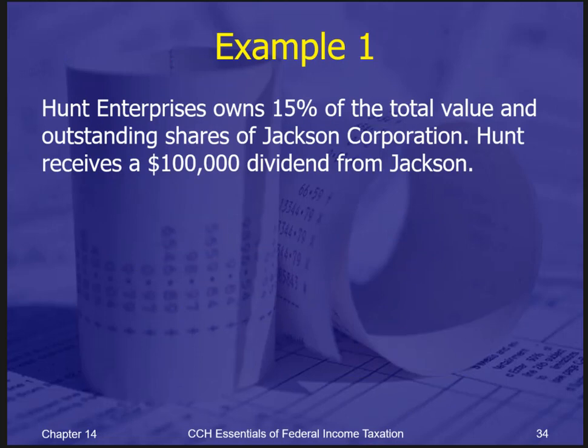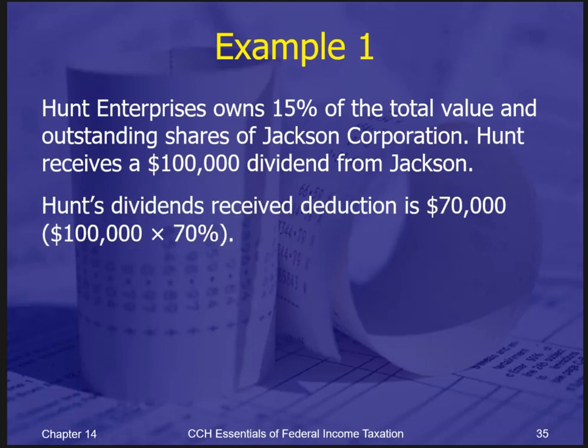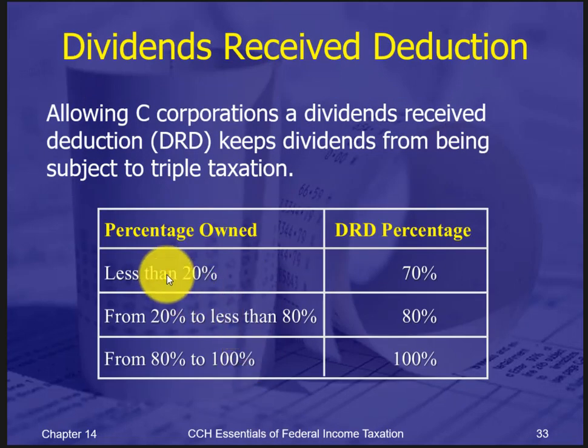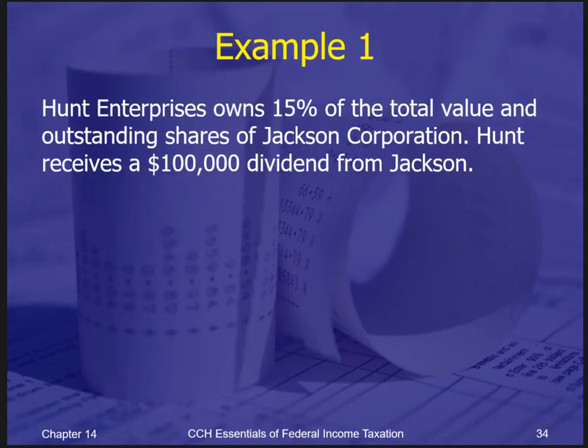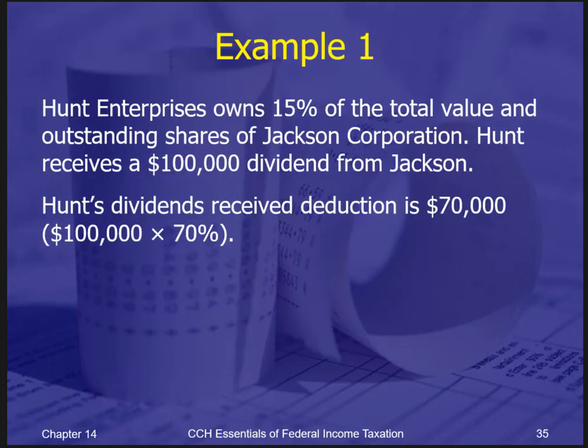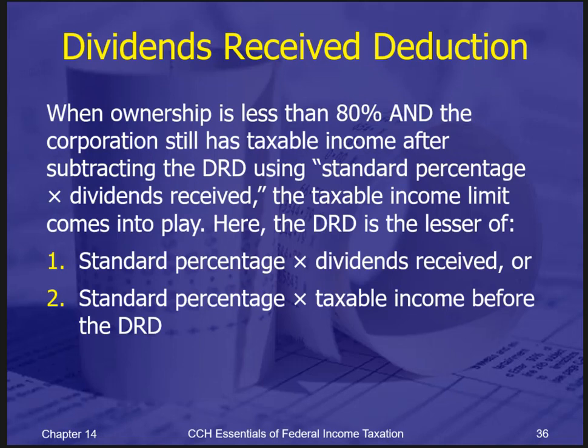So for example, we own 15% of the outstanding shares, and we receive a $100,000 dividend from Jackson. The dividends received deduction is 70%. Remember on our slide, less than 20% is 70. Okay, we're less than 20, so at 70%, that's $70,000. Now, there are some limits on this, or some quirks, you might say, when ownership is less than 80%. So I mean, we're not at the 100% level.